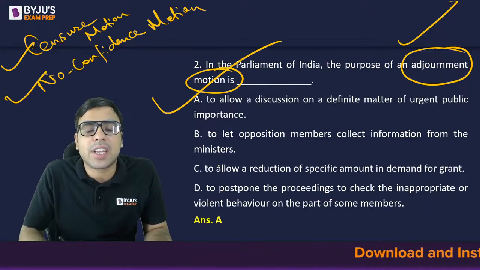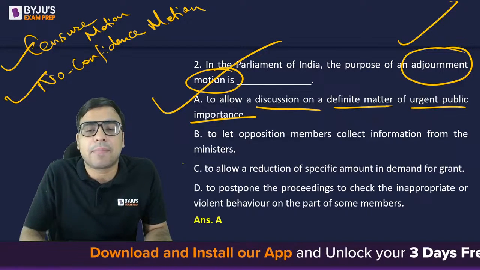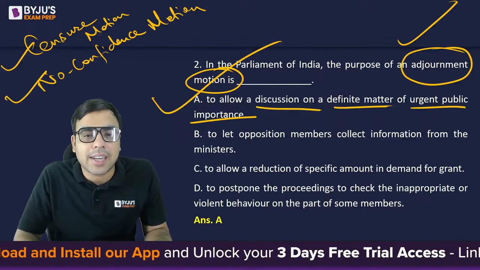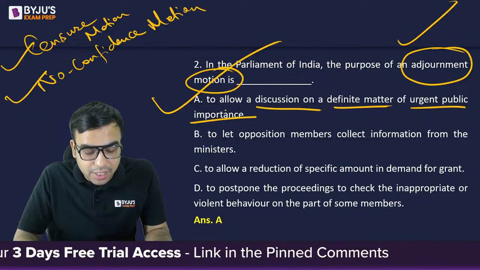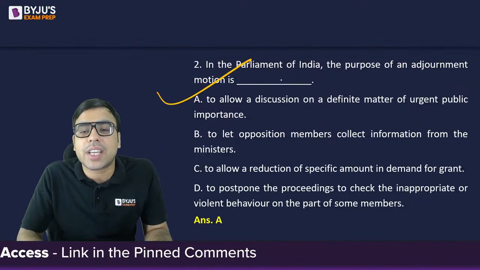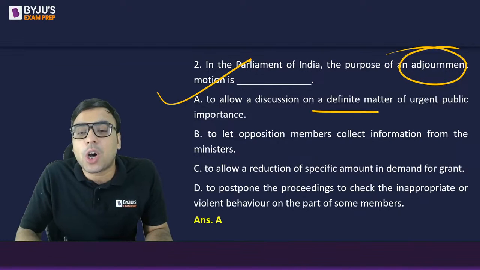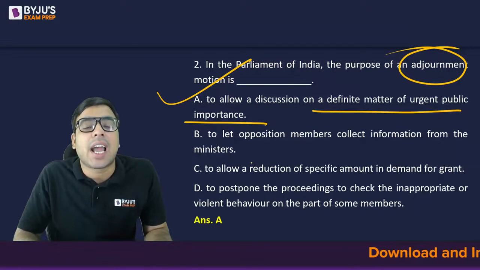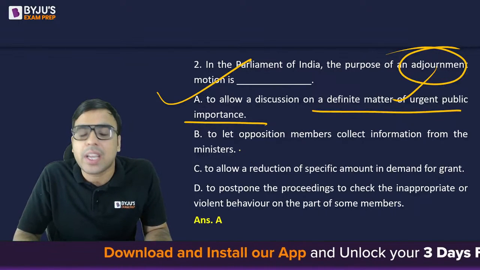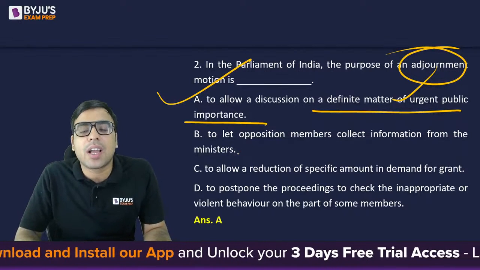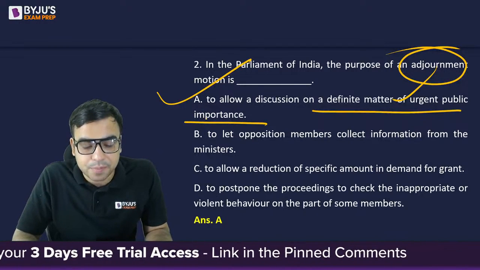the right answer actually is A, to allow a discussion on a definite matter of urgent public importance. So that is called as adjournment motion. So A is the right answer to this question. Yes, Gauri, you are right. Very good. A is the right answer. So क्या होता है कि when adjournment motion is passed, all the other matter is set aside and this matter will be discussed. जिस मैटर के लिए adjournment motion पास हुआ है वो मैटर डिस्कस होगा, बाकी सारे मैटर को हटा करके. Okay, yes, A is the right answer to this question.